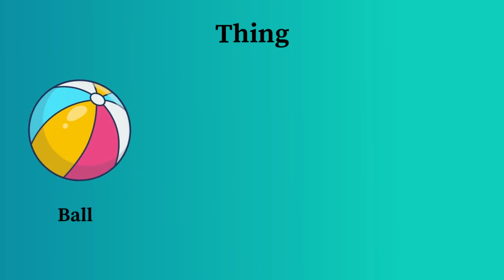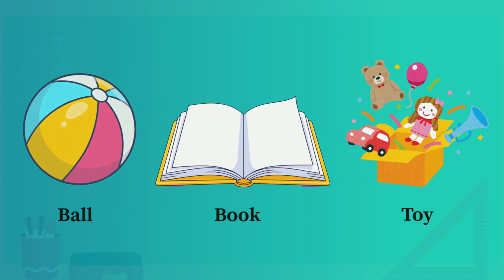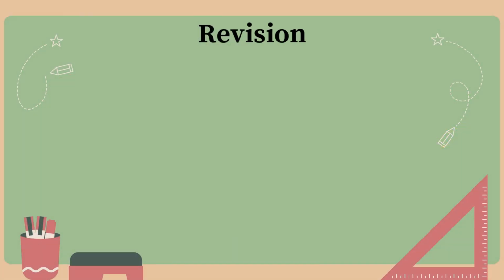Things. A thing is a noun. Look at these things. Ball, book, toy. Things are nouns. Now let's do some revision.